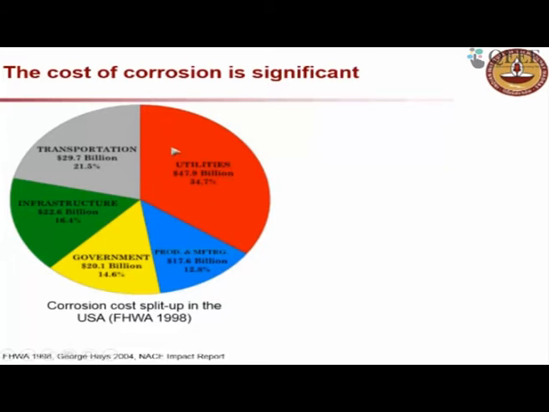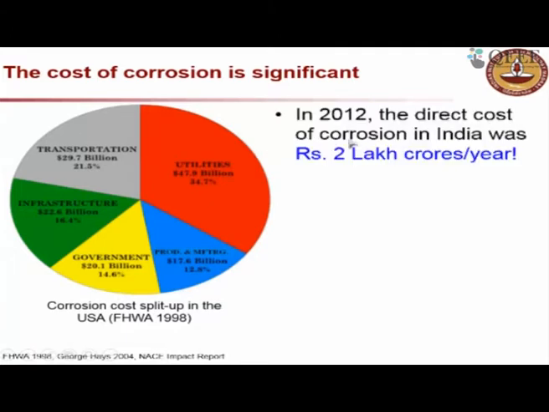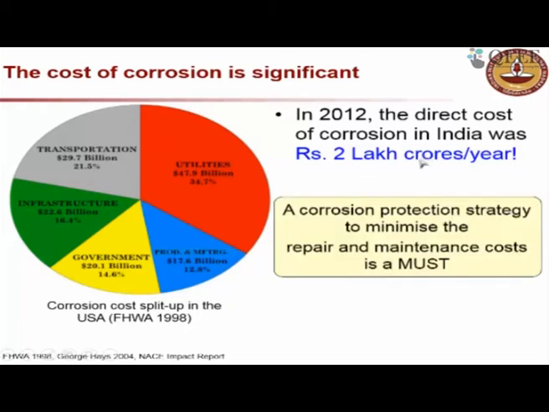And how much is this cost of corrosion for India? In 2012, it was reported that the direct cost of corrosion was 2 lakh crores per year. It's not a small amount, 2 lakh crores per year. You can imagine how many zeros you want to put after this 2. So we have to really work on how to reduce this cost. We need a corrosion protection strategy to minimize the repair and maintenance cost.